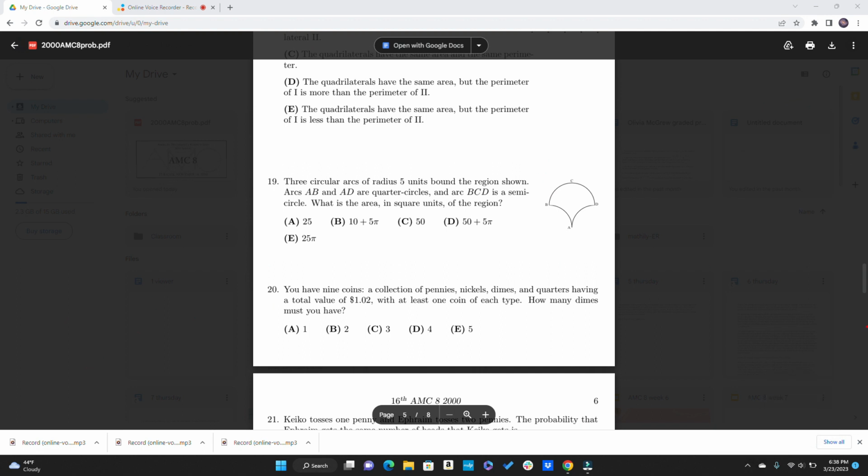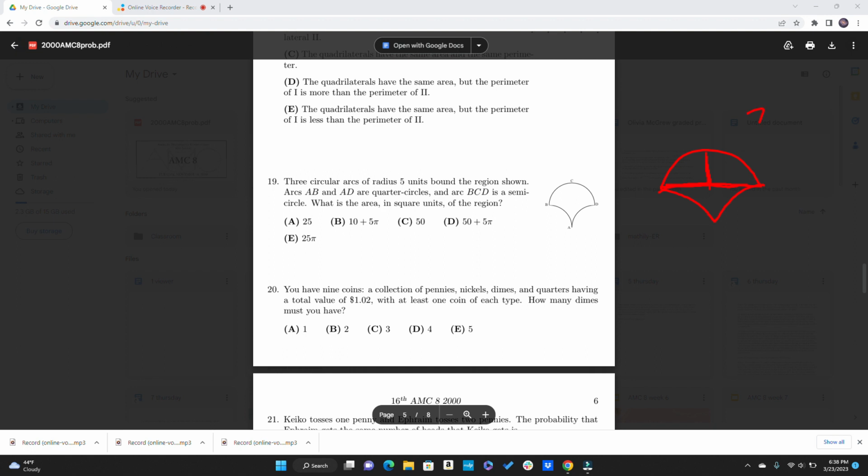So we've got a semicircle, and its radius is 5, so its area is going to be, let's see, this top semicircle, radius squared times pi, 5 times 5 is 25 pi, it's only half of a circle though, so it's 25 pi over 2, right?